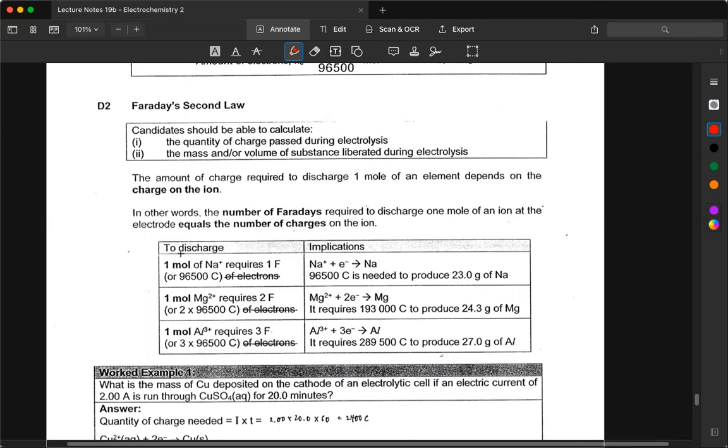So you take 96500 coulomb to produce 23 grams of sodium, 1 mole. So 1 mole of magnesium, you will produce 24.3 grams of magnesium.